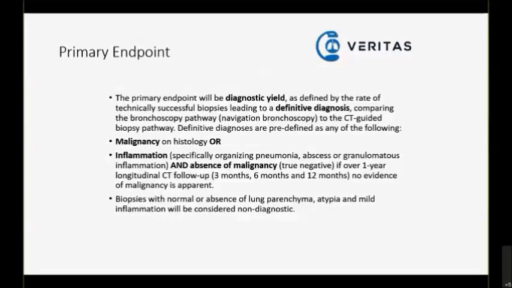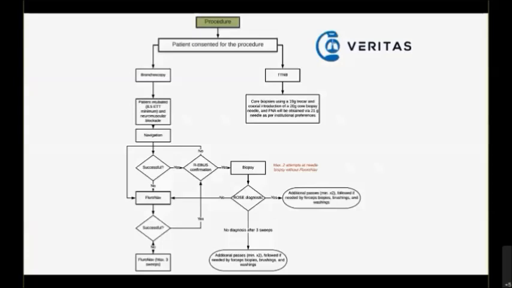The primary endpoint will be diagnostic yield, and I've kind of hammered that point already at length. But essentially, we have a definitive diagnosis on histopathology and absence of malignancy at 1 year. This is the algorithm for the study. So kind of a standard TTNA for interventional radiology, and a little bit more of a detailed algorithm for bronchoscopy with fluoroscopic navigation, just because we need to make sure everybody's standardized and doing the same thing.